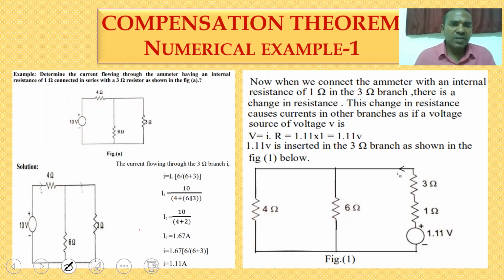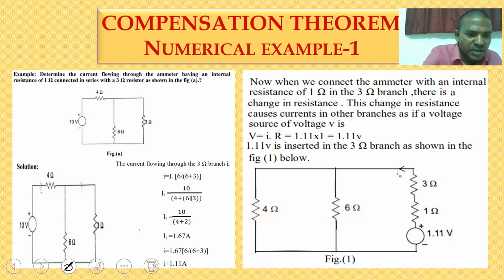With a voltage source of 10 volts, suddenly the 3 ohm value changes, with 1 ohm added to it. So how will the circuit deviate, and how are we compensating for that? That is what we are seeing in this problem.